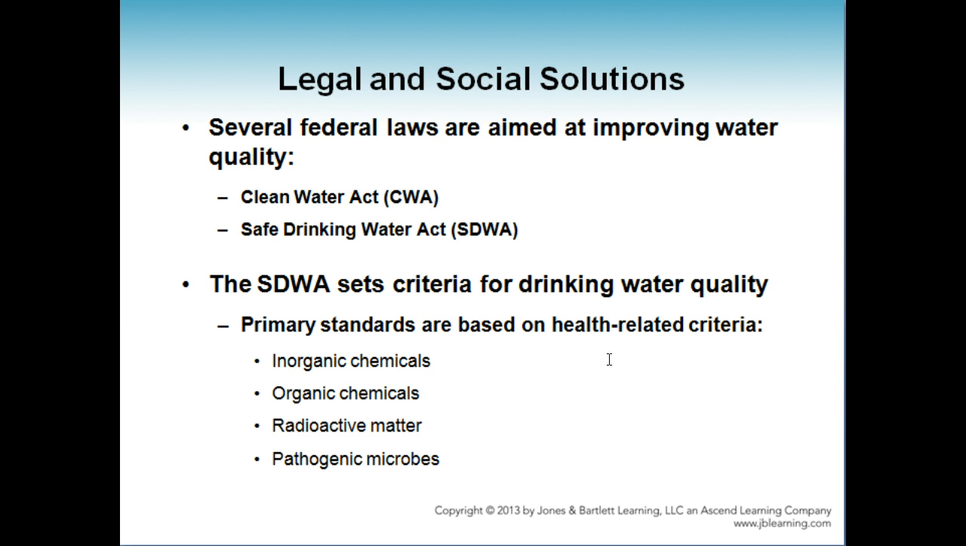Water that is discharged into the environment is heavily regulated in order to protect the population from industrial and human waste. Several federal laws are aimed at improving water quality. The Clean Water Act and the Safe Drinking Water Act are the two major ones. The Safe Drinking Water Act sets criteria for drinking water quality. The primary standards are based on health-related criteria, and they cover inorganic chemicals, organic chemicals, radioactive matter, and pathogenic microbes.